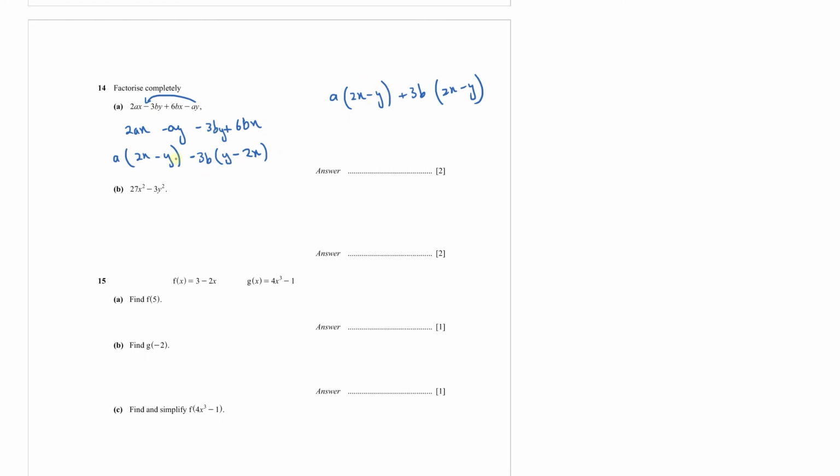So if you have opposite signs, like I had here, I can simply change the sign outside, and then I'll have to flip the signs inside as well. So now I have 2x minus y as common. So now I can factorize it like this: 2x minus y into a plus 3b.